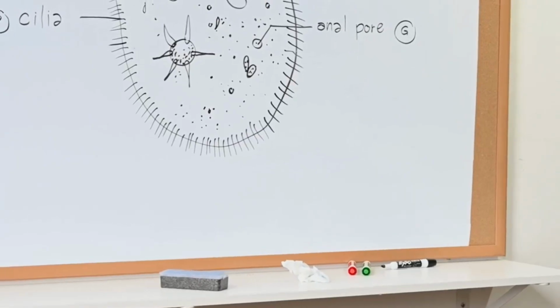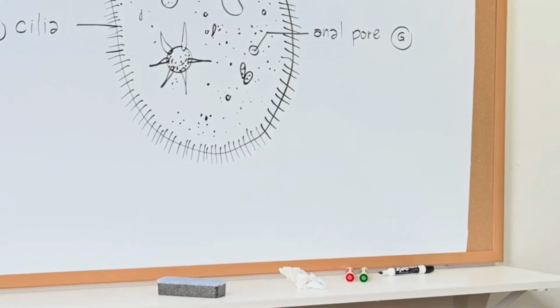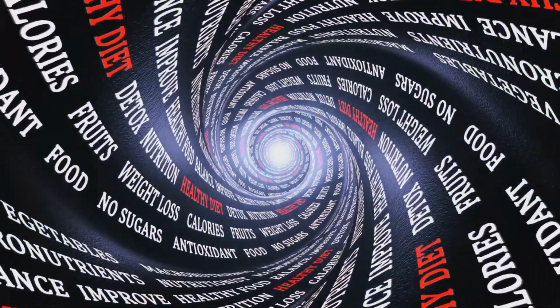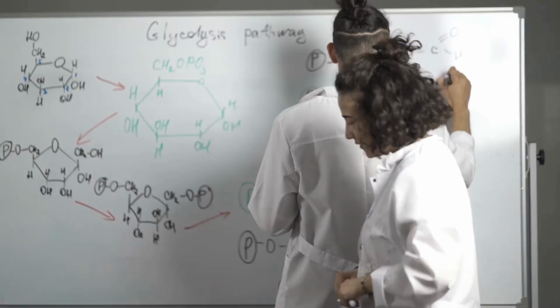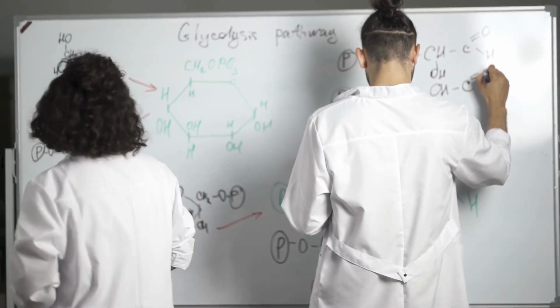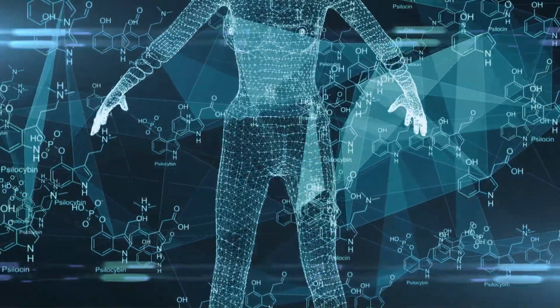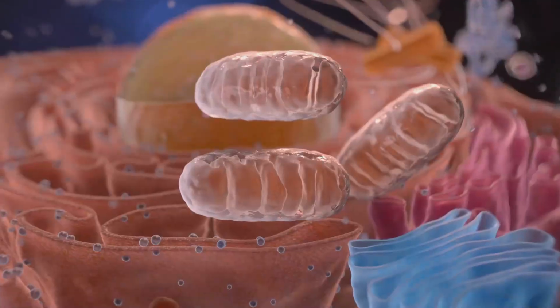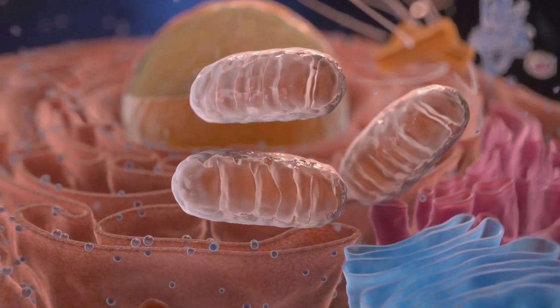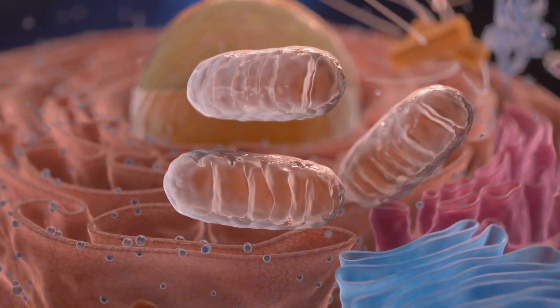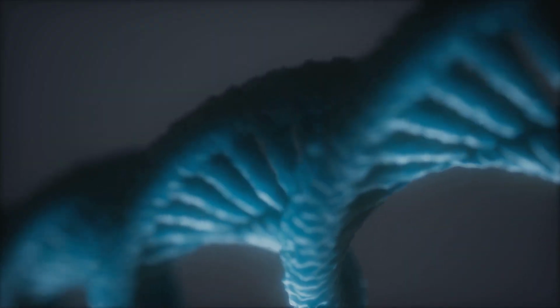NAD+ plays a pivotal role in cellular respiration. Cells extract energy from nutrients like glucose and fatty acids. During glycolysis and the citric acid cycle, NAD+ transforms into NADH. NADH carries electrons to the electron transport chain for ATP production. Without NAD+, the energy pathway halts, limiting ATP production.